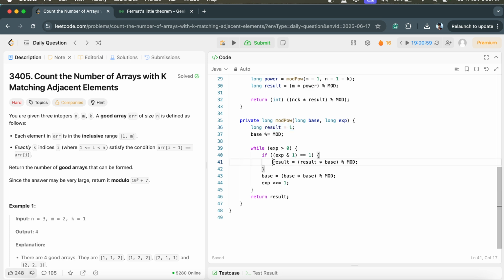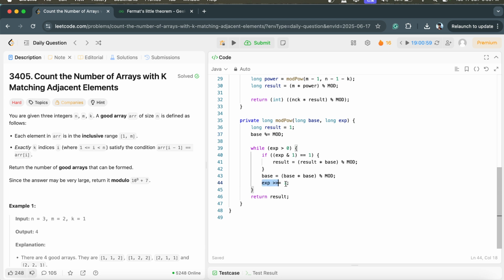If it is odd, we will create a result. In the result, whatever the base value that we have, we will multiply it, and yes, we have to apply this mod every time we do some calculation. Next, whatever the base value that we have, we will update it. Previously it was 10, let us suppose the base value is 10. So 10 into 10 is going to be 100. So the base value got updated to 100.